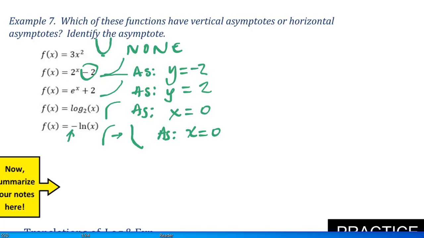All right, so that's the background on how to interpret graphs and to figure them out by knowing what the base function looks like and what all these different parameters, these different values inside the function mean.